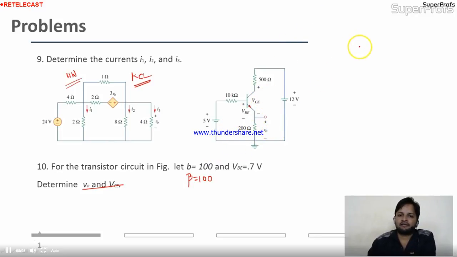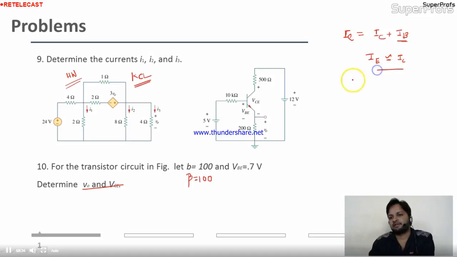So for the transistor, friends, I think you people know about this. This is the NPN transistor. The emitter current is nothing but IC plus IB. And IB is very small, so IE is nearly equal to IC always for transistor circuits. Is it clear to you?